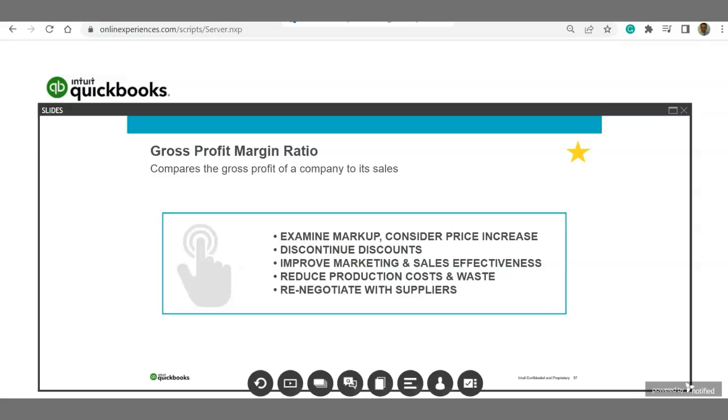You can also look at your suppliers, who you're purchasing your supplies from, the things that you're selling, and look at whether they offer any discounts, and maybe renegotiate costs with your suppliers or find suppliers with lower prices. All of those are going to affect your gross profit margin.